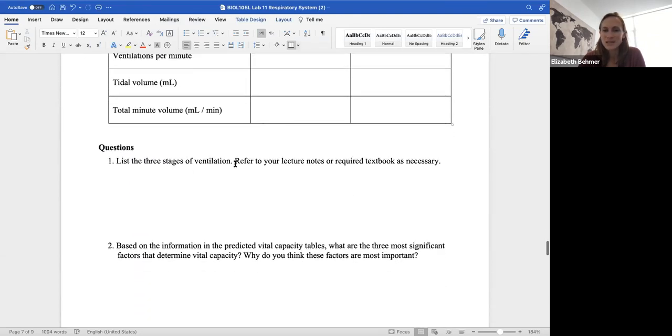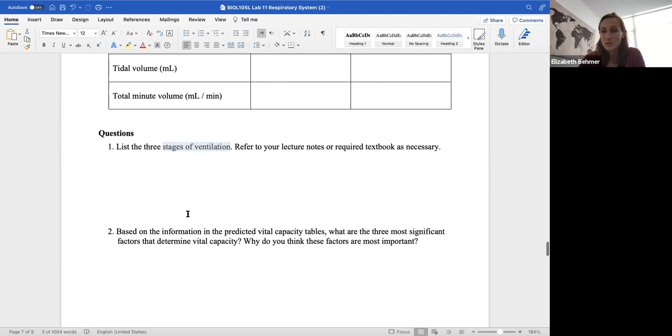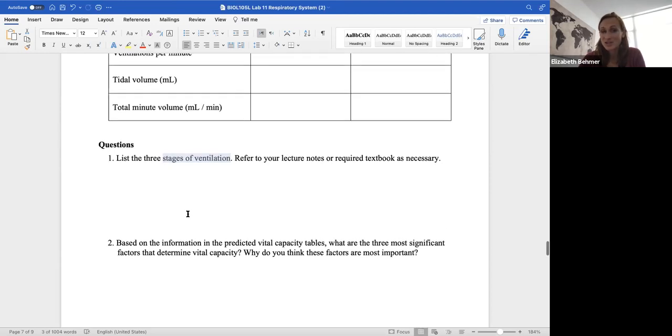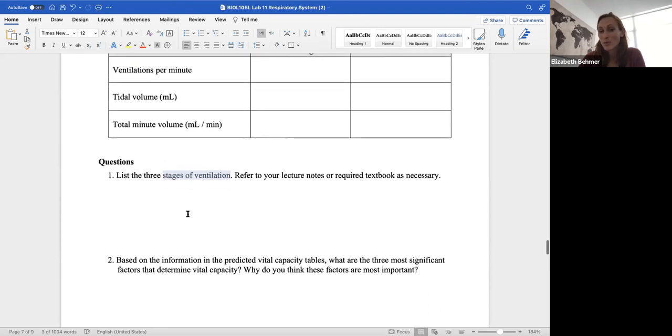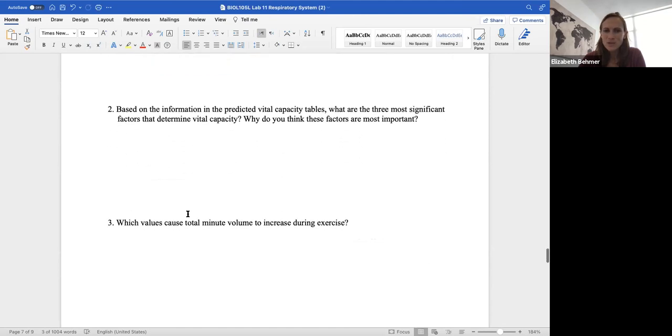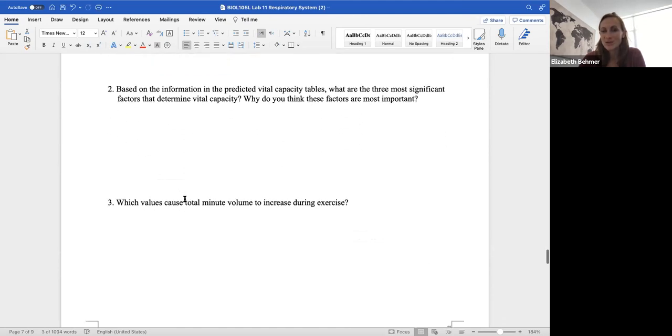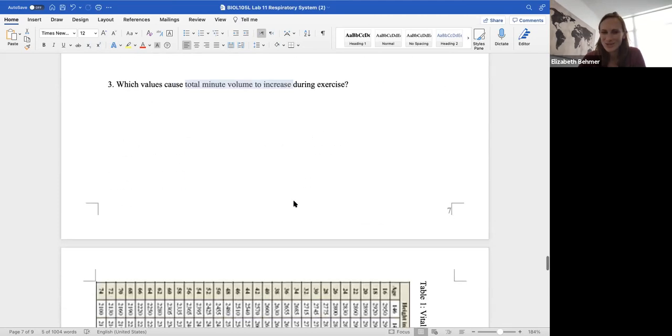List the stages of ventilation, which you can refer to your notes as necessary. Stages of ventilation meaning inhaling and exhaling. And based on the information, what are the 3 most significant factors that determine your vital capacity, and why do you think these factors are important? And which value causes total minute volume to increase during exercise? Probably the number of breaths that you take.